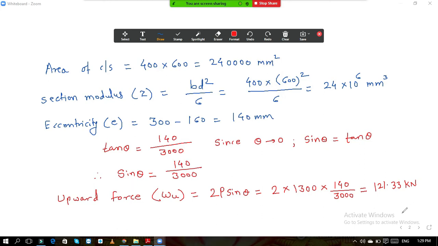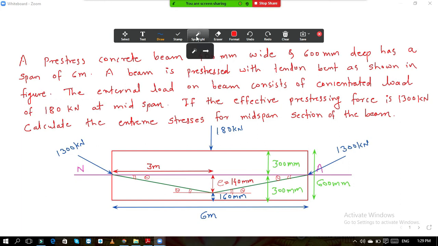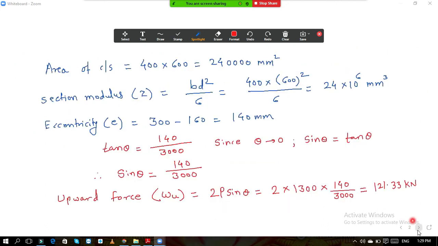Now here, if you see, this is the upward force and the downward force. How much is acting downward? The downward force is 180 kilonewton. And the upward force we are getting over here, from here we will get that reaction 2P sine theta. Why are we getting that? Because of this bent profile. That is the advantage of this bent profile. So the downward load is equal to 180 kilonewton.